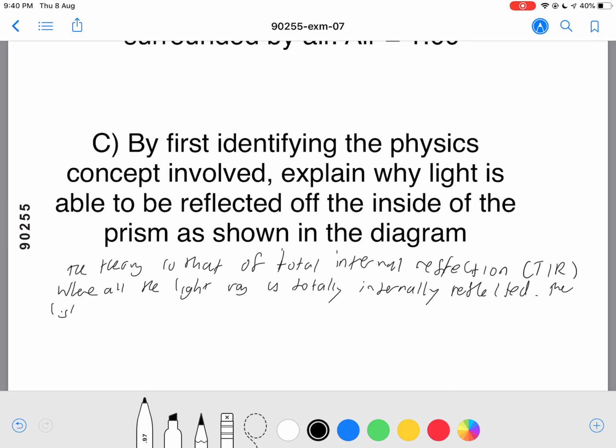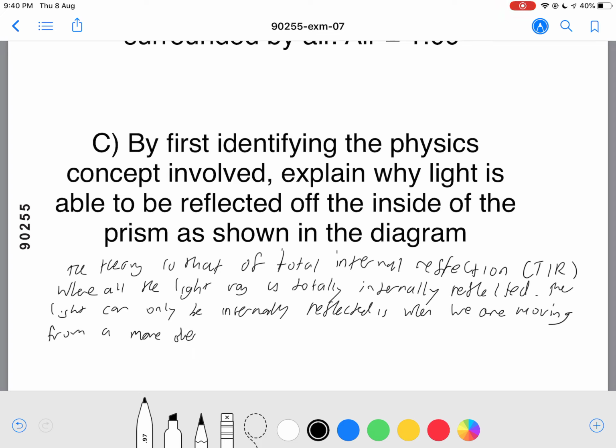Alright, so we can say the light can only be internally reflected when we are moving from a more dense medium to a less dense one.